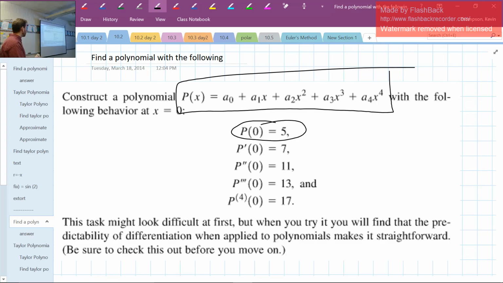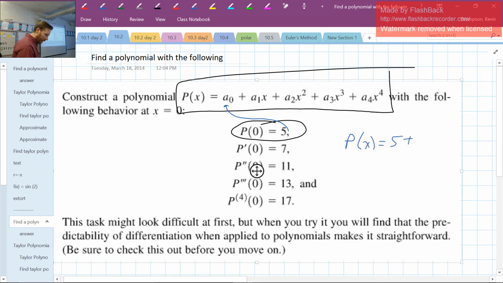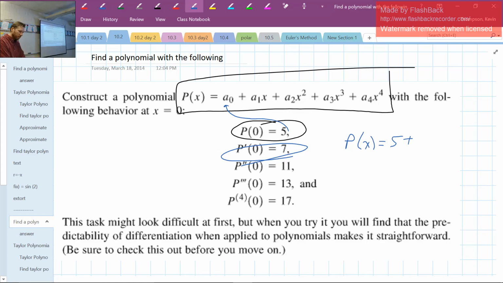Is that the one on the far left? It is, because there is no x, right? So this must be here. So p of x must be 5 plus. And then this says when you take the derivative and you plug in 0, the answer is 7. Take the derivative and plug in 0.